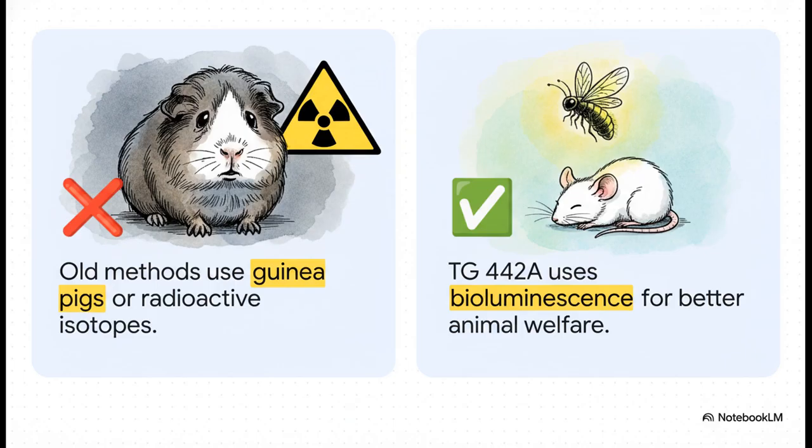Then came the original Local Lymph Node Assay, TG429. Great step forward, sure, but it relied on radioactive isotopes to measure cell proliferation. So suddenly, you're dealing with massive occupational exposure risks and radioactive waste disposal. It was a whole headache. Enter our hero, TG442A. By the way, the DA stands for Daicel Chemical Industries. They developed this specific tweak. It completely solves both problems. It refines animal welfare by ditching those painful challenge phases, and it uses totally non-radioactive bioluminescence to measure cell growth. It is, honestly, a massive win for both lab safety and the animals.